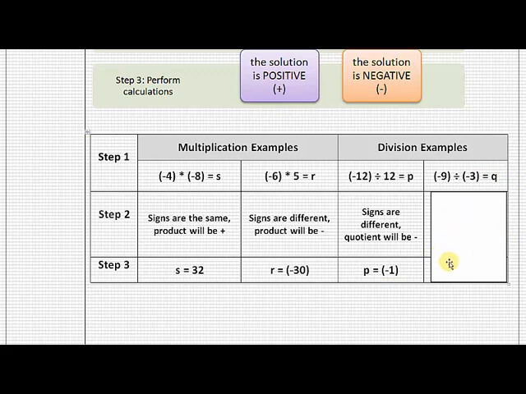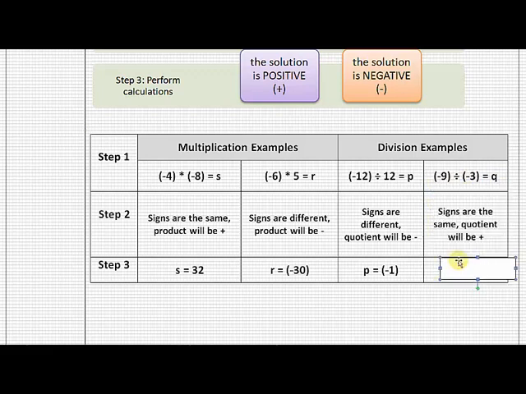Fourth and final problem, if you haven't already gone ahead and tried that problem, please do so. We have -9 divided by -3 equals Q. We're dividing two negatives. Our signs are the same. Therefore, since our signs are the same, the quotient is going to be positive. So Q is going to be positive. -9 divided by -3, Q is going to be positive 3.